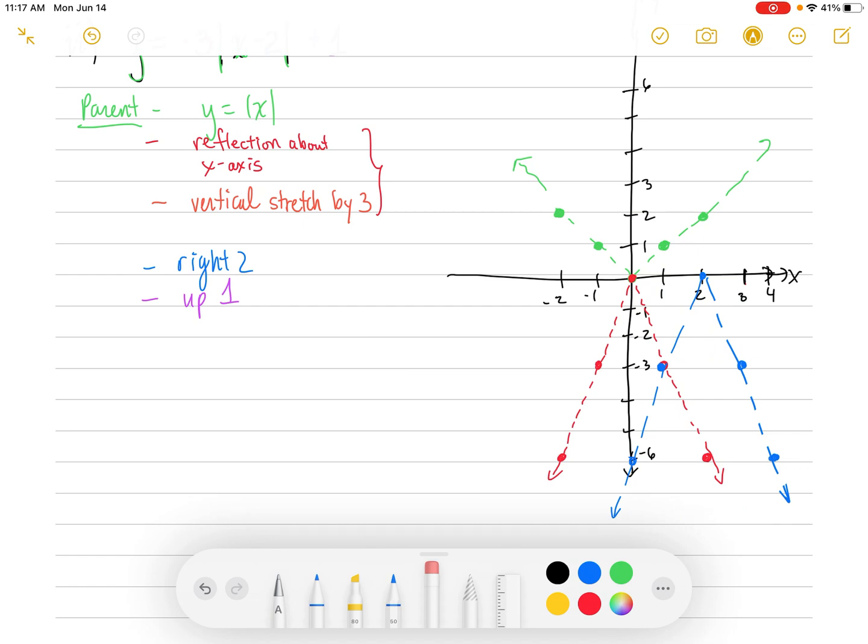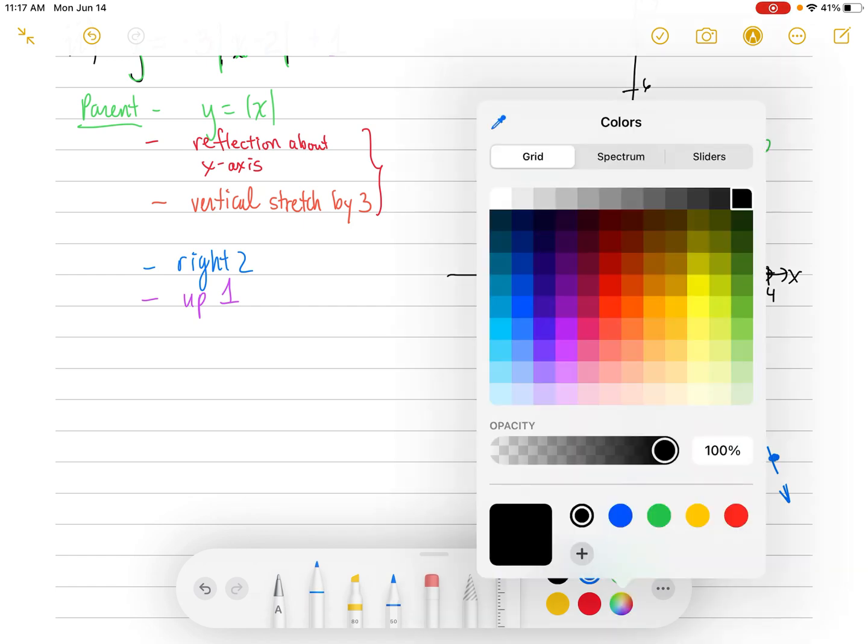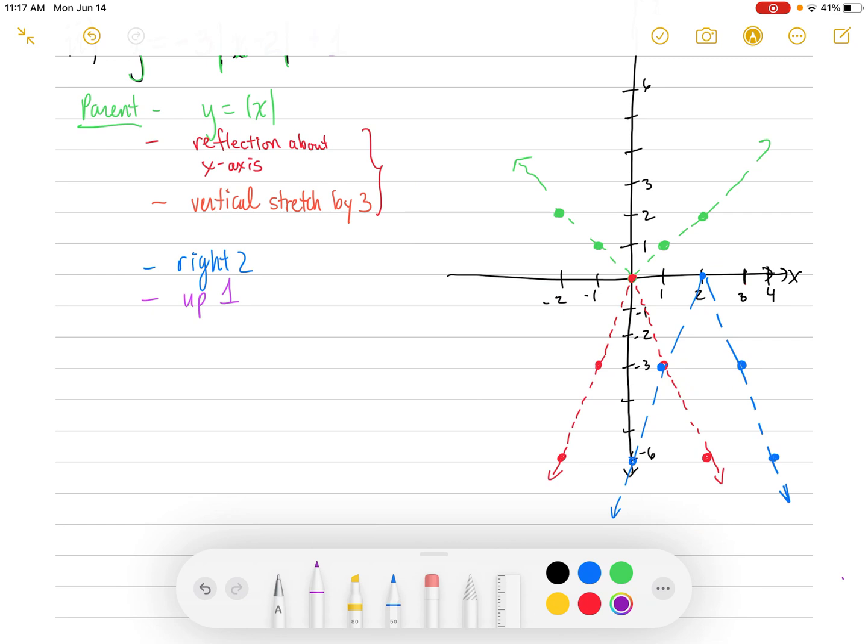Okay, now we're going to shift everything up by 1 in violet, and this will be our final graph. I'm going to take my rightmost endpoint, which is currently at (4, -6). I'm going to shift it up to (4, -5). I'm going to take my next right endpoint at (3, -3), and shift it up to (3, -2). I'm going to take my blue vertex at (2, 0). I'm going to shift it up to (2, 1). I'm going to complete this right-hand side of the upside-down V.